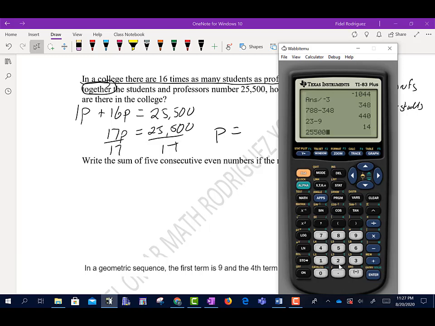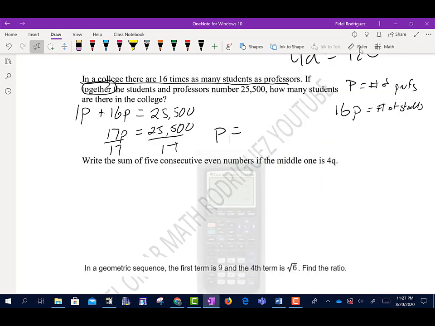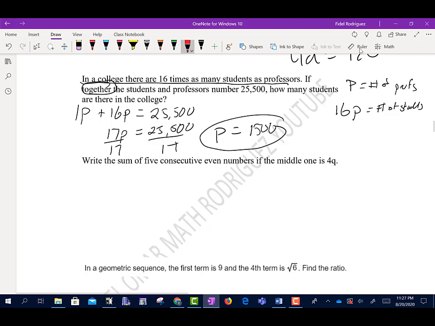25,500 divided by 17 is 1,500. Okay. So there are 1,500 professors. The question is asking us how many students are there. Okay. So I'm going to take that number 1,500 times 16 because we had 16 times as many students.